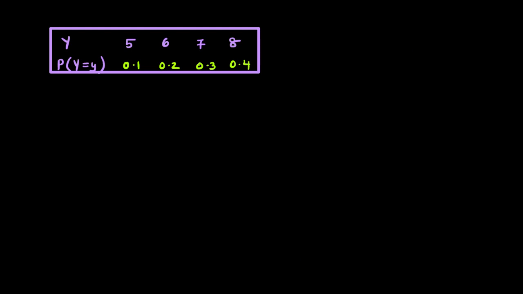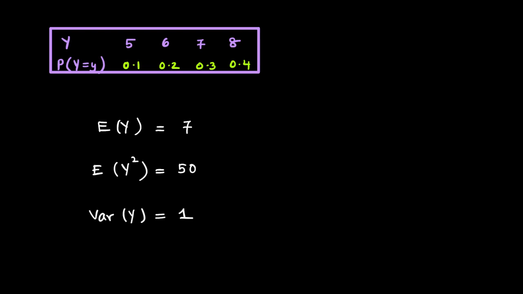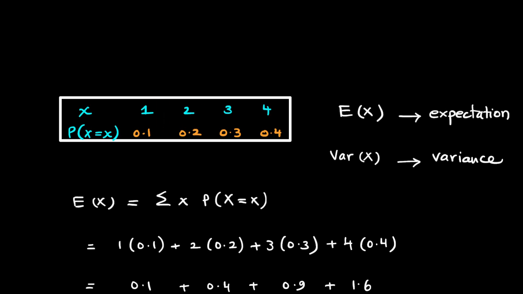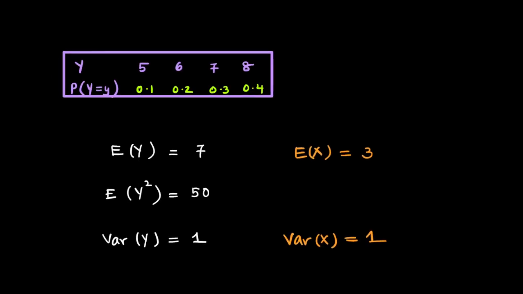Now there is another variable y. When we do similar calculation for y, we get expectation of y is 7. Expectation of y square comes out to be 50, and then variance of y is coming out to be 1. Now let me write the data for expectation of x, which was 3, and variance of x, which comes out to be 1. Now, do you see any correlation between the variable x and the variable y?